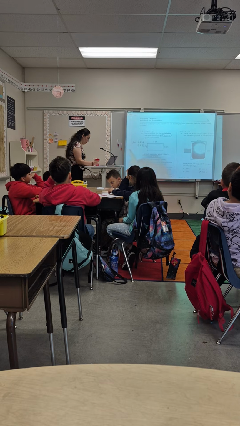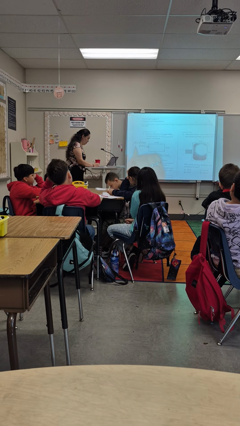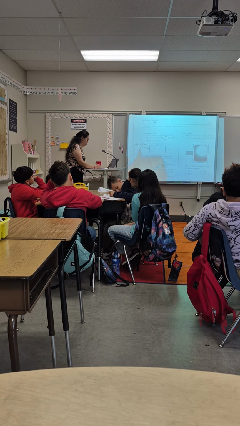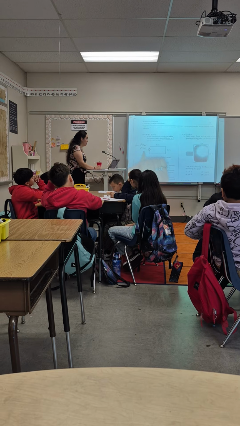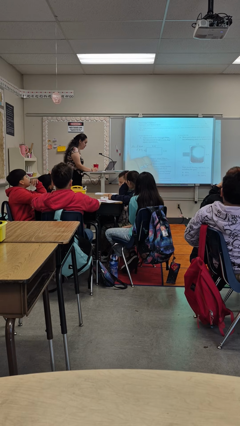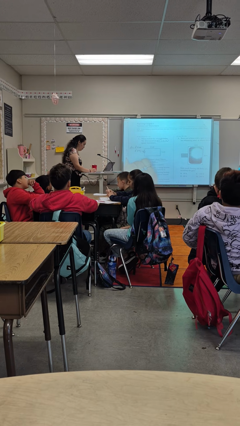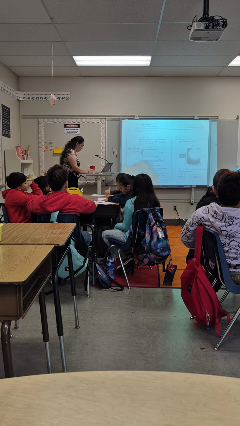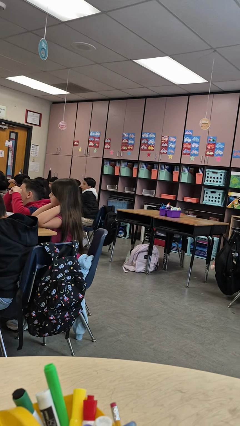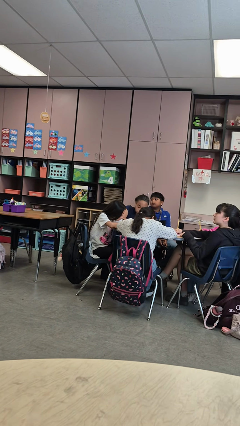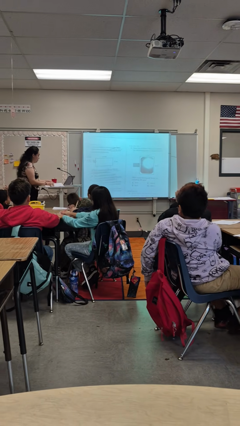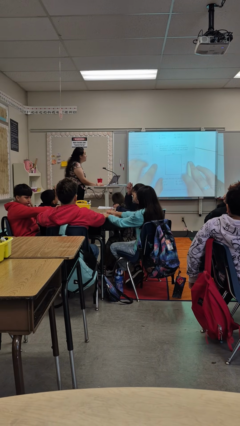Alright, the table of 8 or 5? Because it's 8 groups of 5. So it's 5, 10, 15, 20, 25, 30, 35, 40, 45, 50, 55, 60. Okay. So, good job.